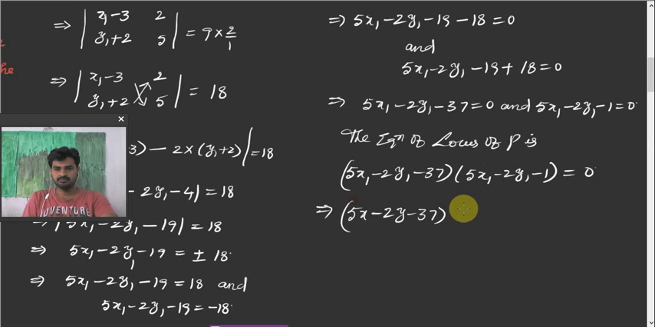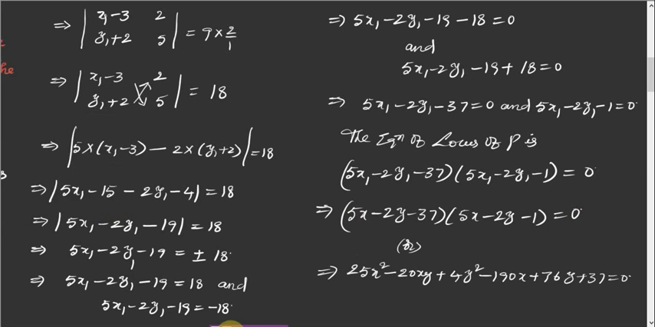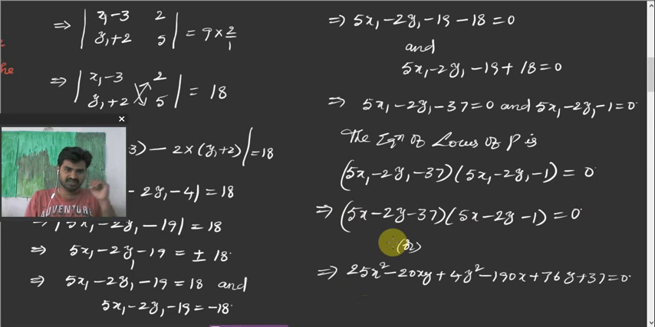Okay, so finally, removing the suffix values, you can get (5x - 2y - 37) into (5x - 2y - 1) is equal to 0. This is our required answer. Okay, that is the answer.